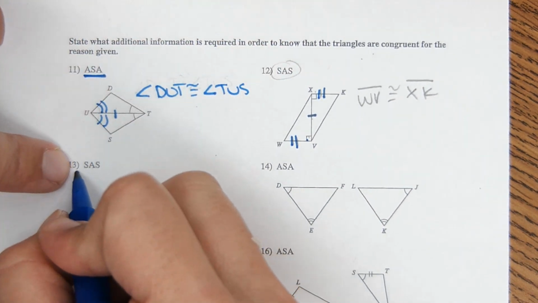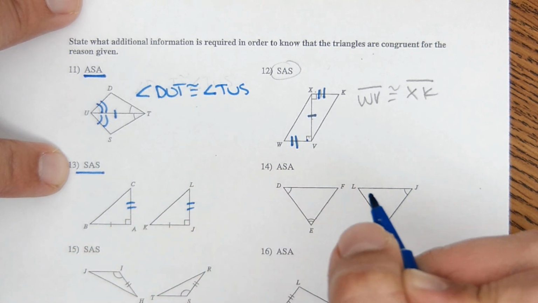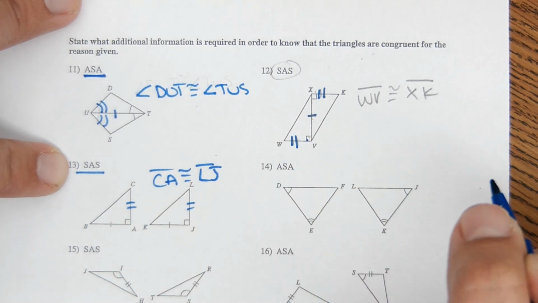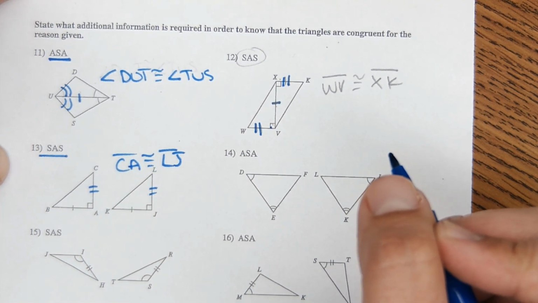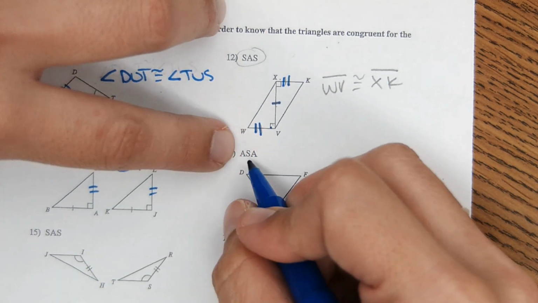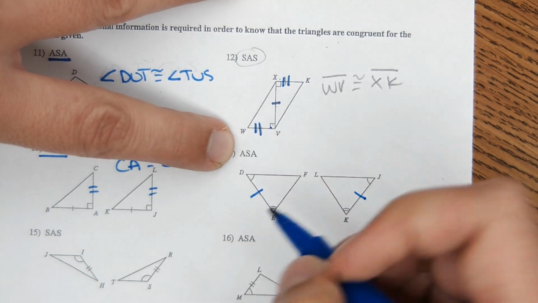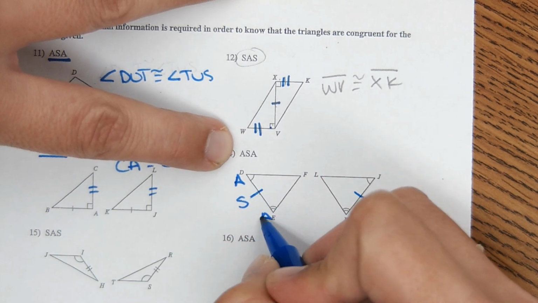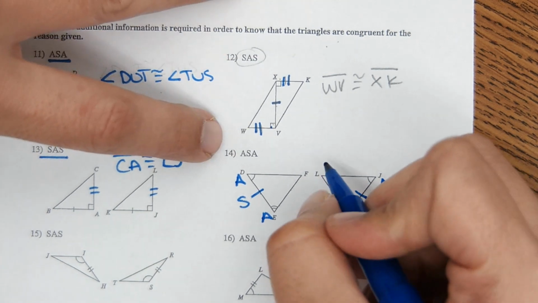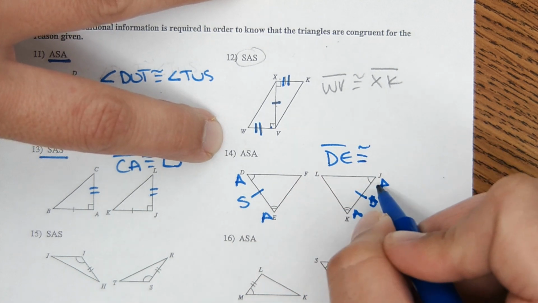13, side angle side is what it's looking for. So we have a side angle, side angle. We need to know that this side is equal to this one. So CA congruent to LJ. This one, angle, side angle, it shows 2 angles in common. The side has to be the included side, so this to this. That way it's in order, angle, side, angle, angle, side, angle, like that. So we need to know that DE is congruent to JK.